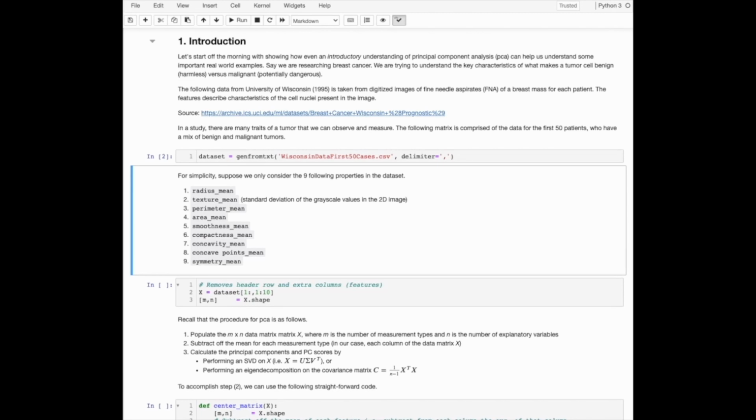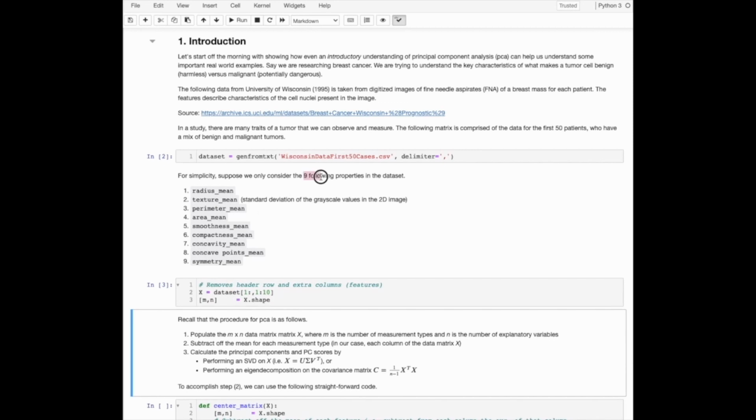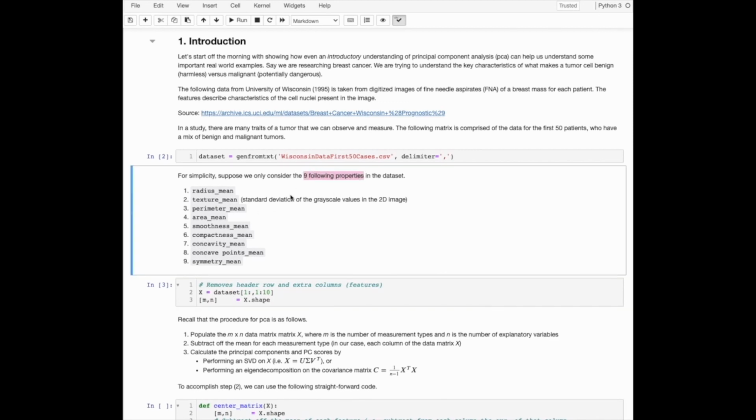The features describe characteristics of the cell nuclei present in the taken images. In the study, there are many traits of a tumor that we can observe and measure. The following matrix is comprised of the data for the first 50 patients, who have a mix of benign and malignant tumors. For simplicity, suppose we only consider the following 9 properties in the dataset. For example, radius mean is the average distance from the center of a breast mass to points on its perimeter. Texture mean is the standard deviation of the grayscale values of a given digitized image. The perimeter mean will be the average perimeter, and so on.